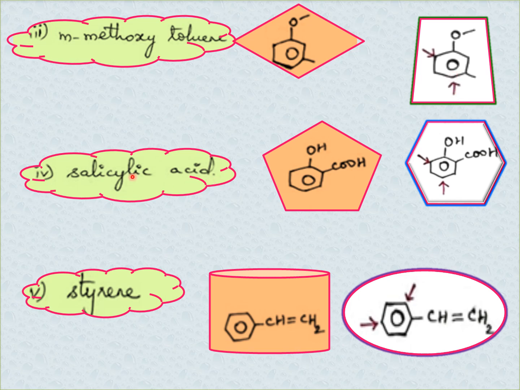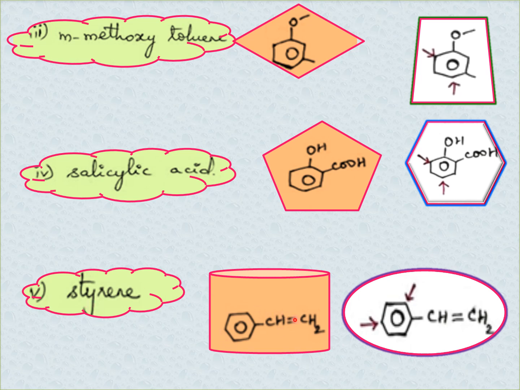The next compound is salicylic acid. This is the structure of salicylic acid. Here COOH is a deactivating group and OH is an activating group. So when both activating and deactivating groups are in the same ring, based on the activating group, according to OH, the incoming electrophile goes ortho to OH as well as para to OH. And the next example is styrene.